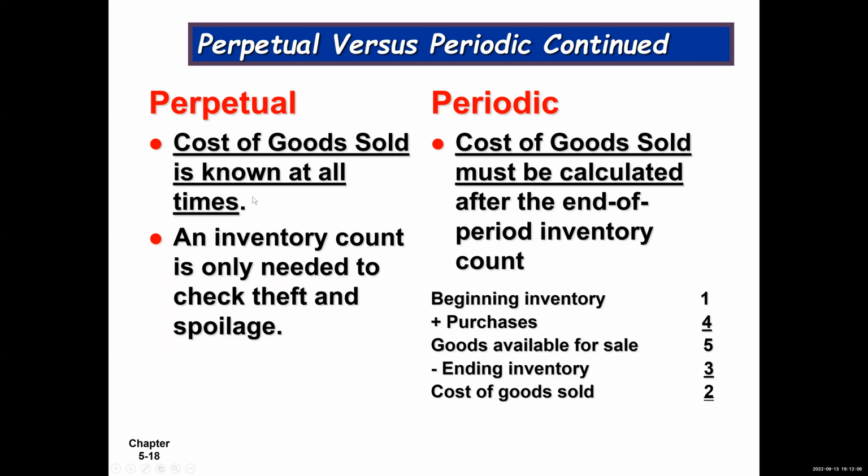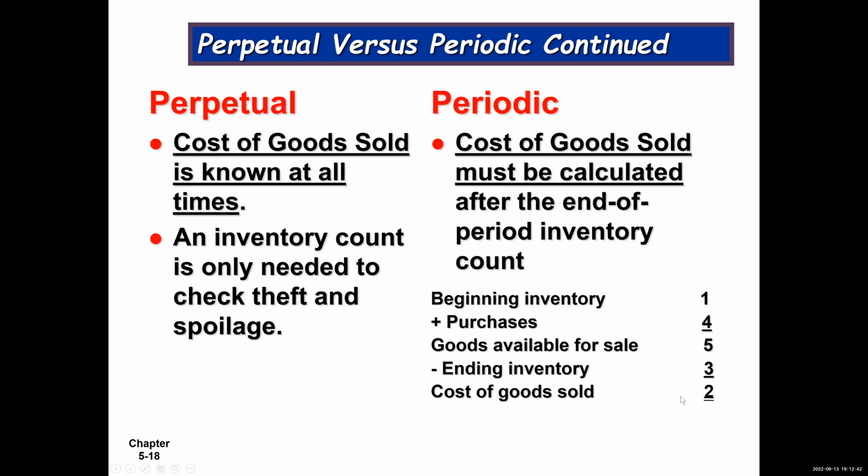So even though we should know in real time what the cost of goods sold is and what our inventory balance is, we have to check for things like theft and spoilage. Now, in the periodic, we don't know what cost of goods sold is because we couldn't track it going out. So how do we calculate cost of goods sold? Well, remember that formula? Beginning inventory plus purchases equals amount available minus ending inventory is cost of goods sold.